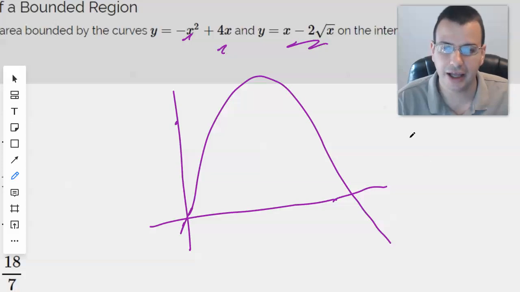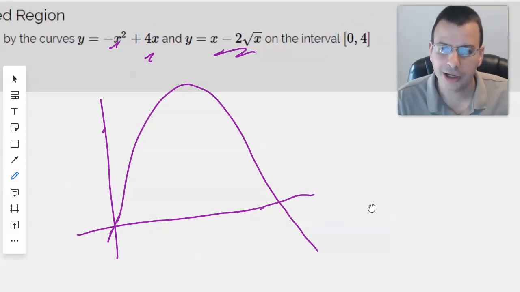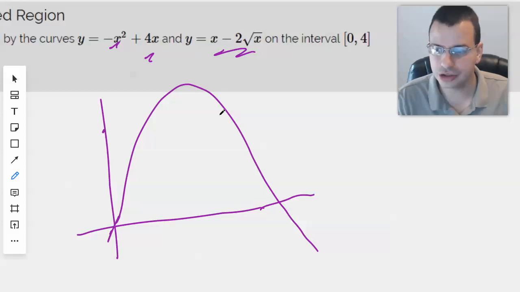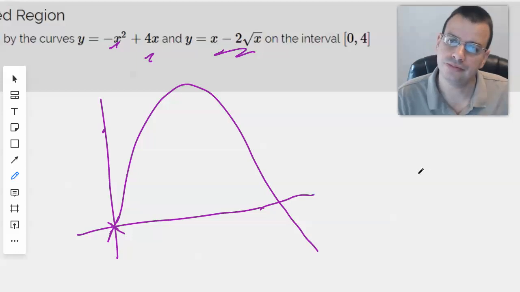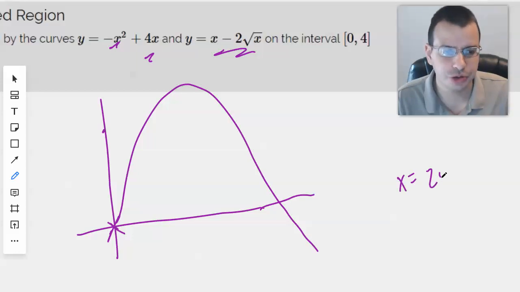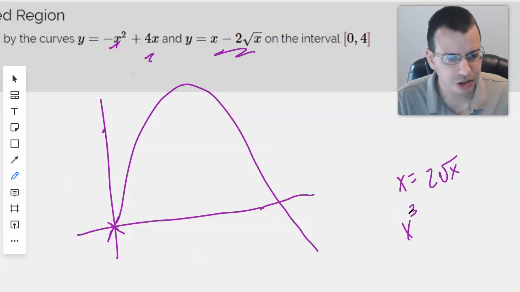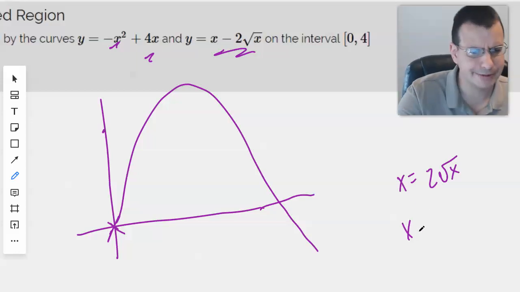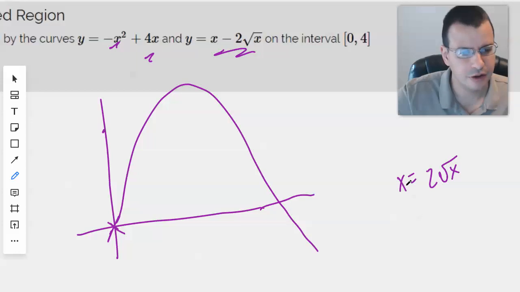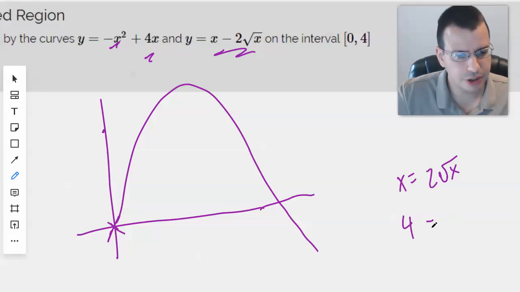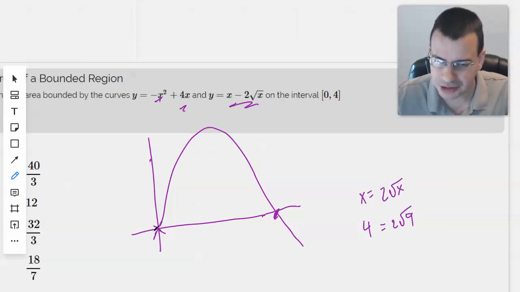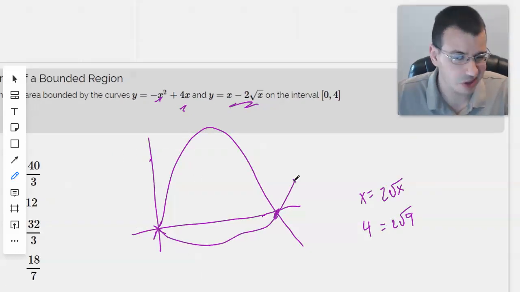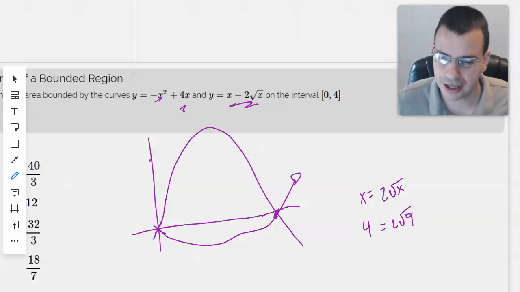And then for this guy, when you plug in 0, you'll still get 0. And then at x equals 4, 4 equals 2 times the square root of 4, so it'll be here as well. So maybe we have something kind of like this, maybe? Let's check the calculator.